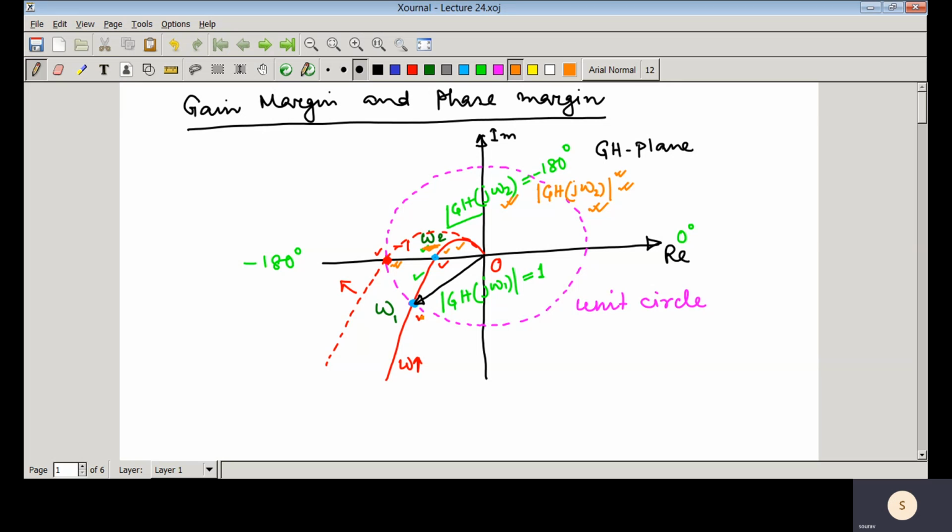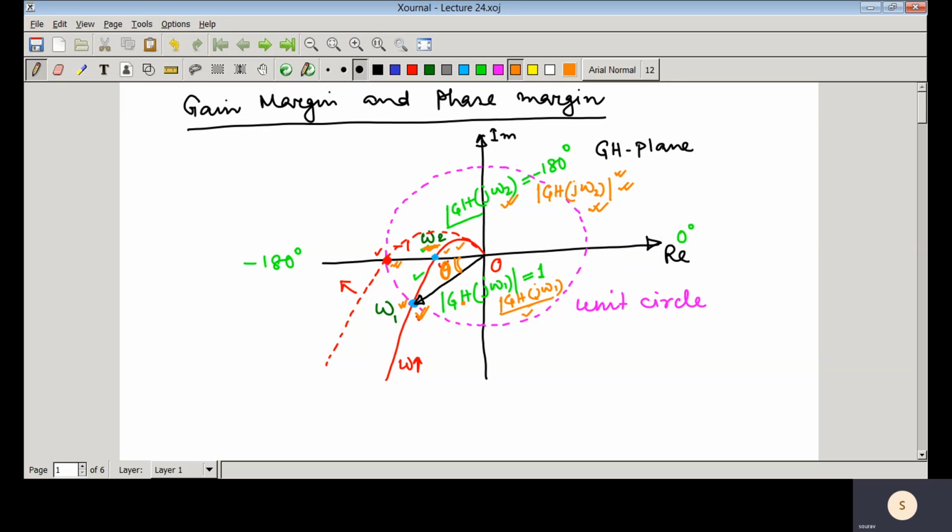Similarly, we can see here at omega equal to omega 1, if we find that angle, suppose this is j omega 1. If we can calculate this angle at omega equal to omega 1, then we can see that if we add this angle, that is theta, then this particular point would come to the critical point. That means the system would be marginally stable, on the verge of instability.